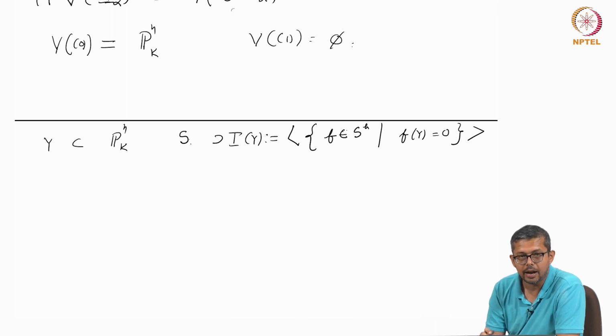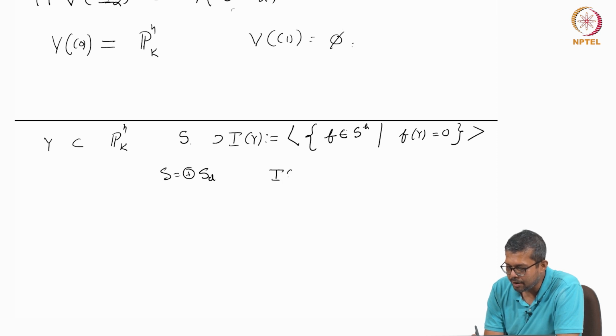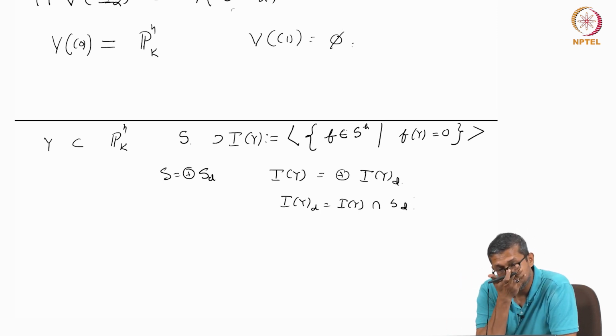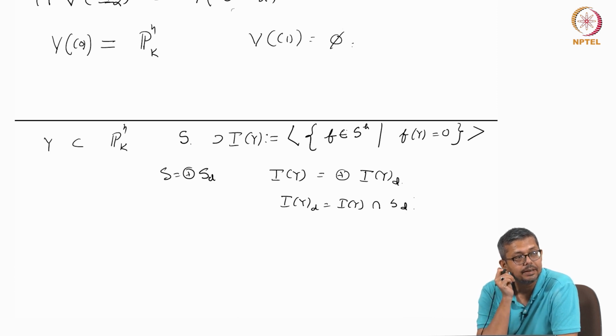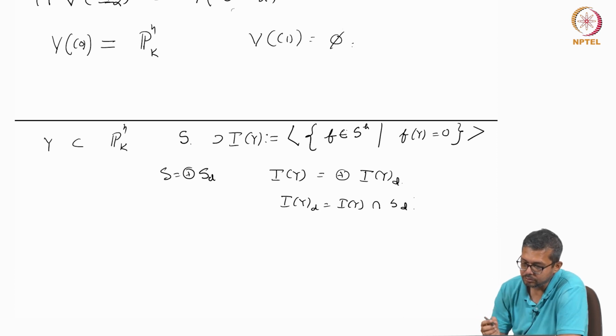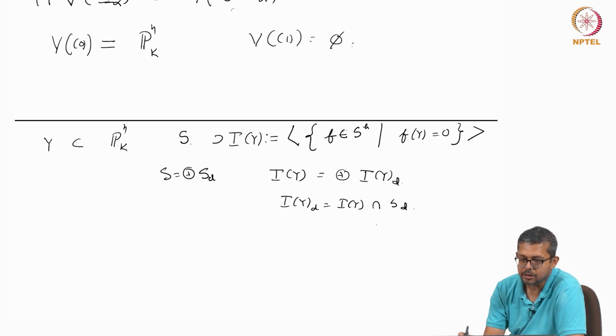Now, the point is that if you have an ideal of a graded ring, that gives I_Y. S you can write as the sum of degree d homogeneous polynomials. Then I_Y also gets a natural grading, where I_Y,d is nothing but I_Y intersection S_d. This is standard, and it is true for any module: if M is a graded module, then a submodule also gets a natural grading. Because of this, I_Y is also a graded ideal.